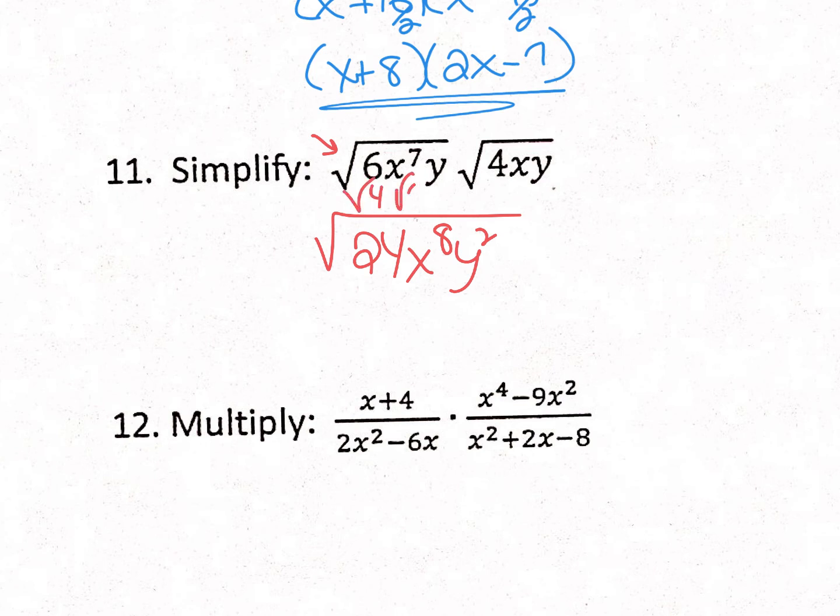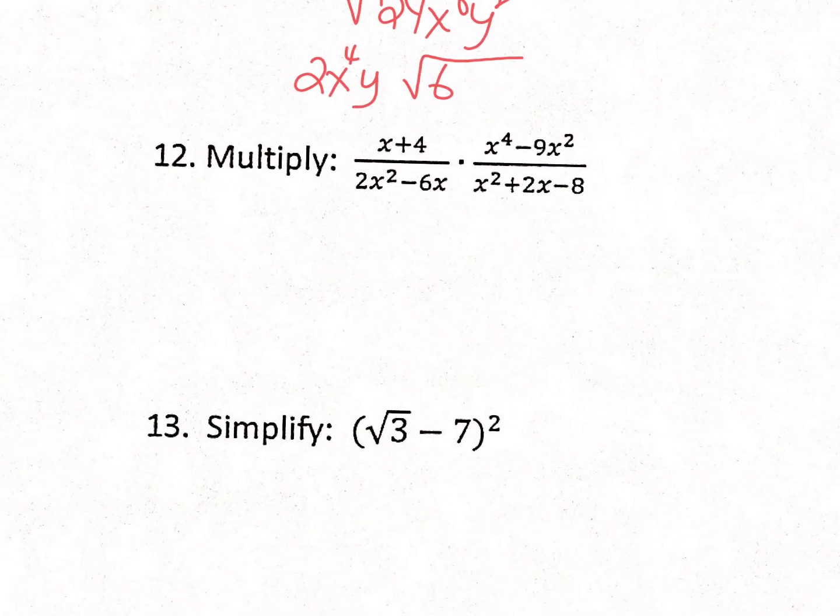24 is really 4 times 6. So the square root of 4 is 2. I'm going to take the 2 out. I don't know what the square root of 6 is, so it's going to stay in. And there's really a 2 right there because it's a square root. I'm going to divide that 2 into the exponents. 2 goes into 8 4 times, so pull out x to the 4th. 2 goes into 2 1 time, so pull out 1y. And guys, that's it. That's all you can do.